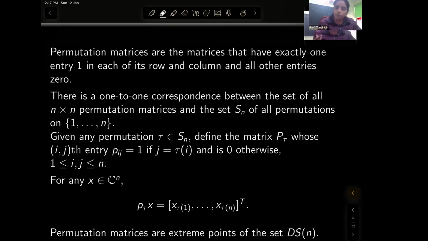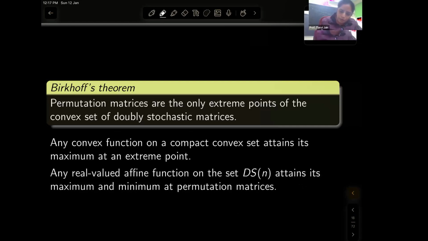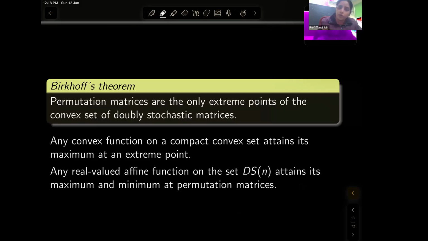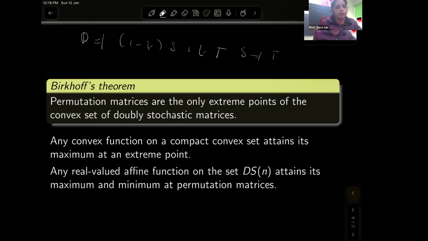So, what is an extreme point? Extreme point of a convex set. P is an extreme point of DSM. Why? Because it cannot be written as a strict convex combination of two other points of DSM. So my P cannot be written as (1 minus t) S plus t T, where S is not equal to T, and S and T are in DSM. Therefore, it's called an extreme point.